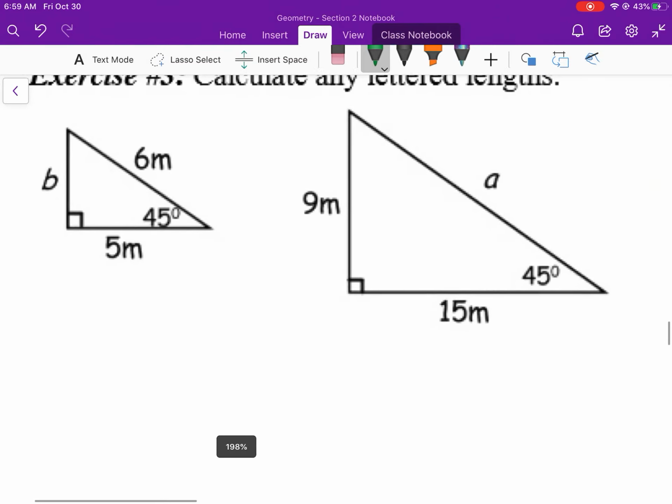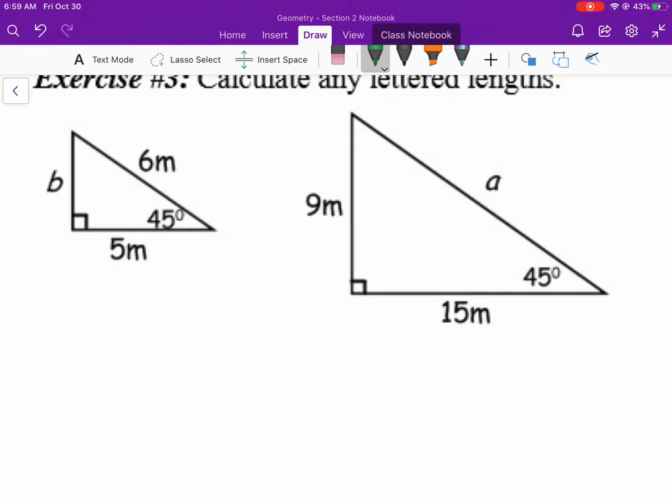Okay, so now I look at these triangles and I say, are these 2 triangles similar? And yes, because this angle is 45, this angle is 45. This one here is 90 because of the square. This one is 90. And then I know that these 2 have to be the same also because all 3 have to add up to 180. So if 2 of them are the same, then all 3 of them are the same.